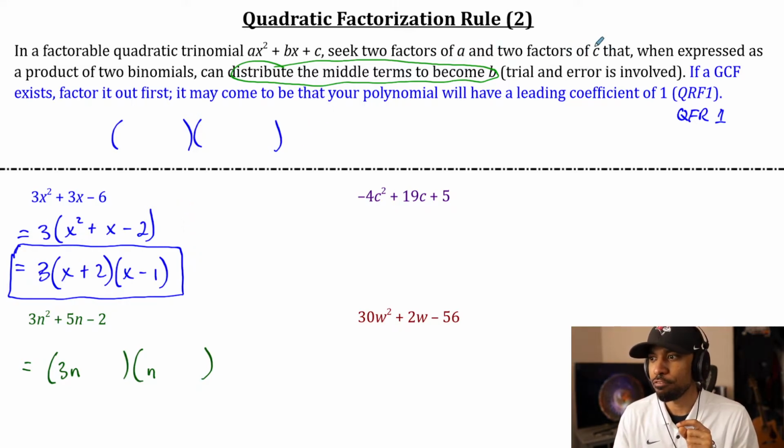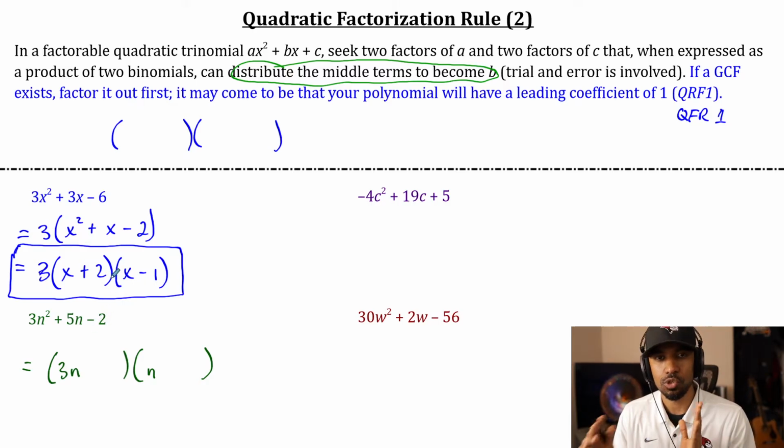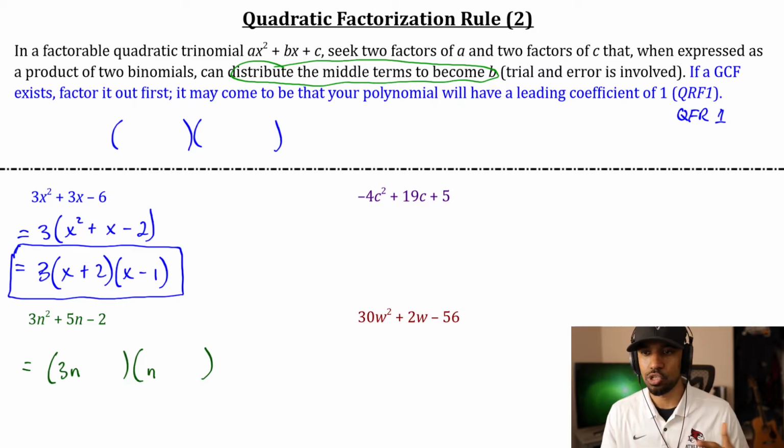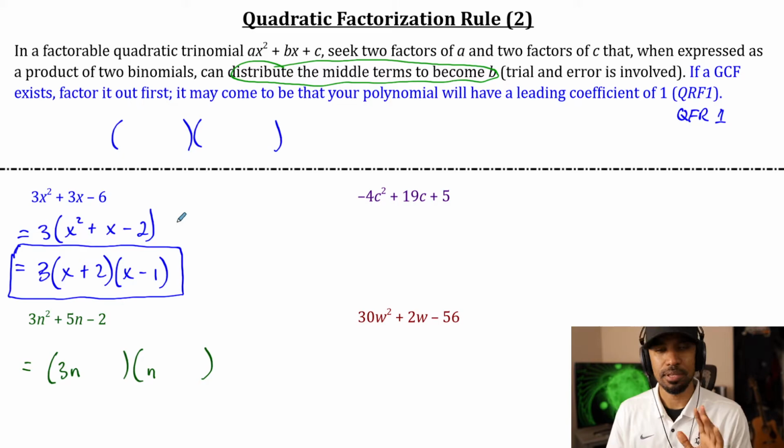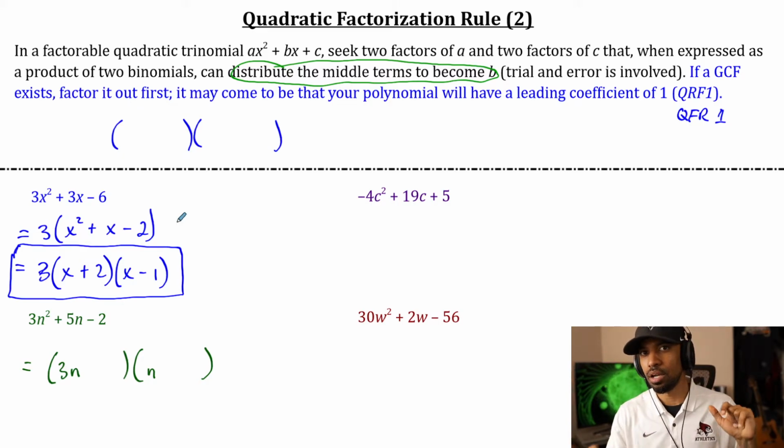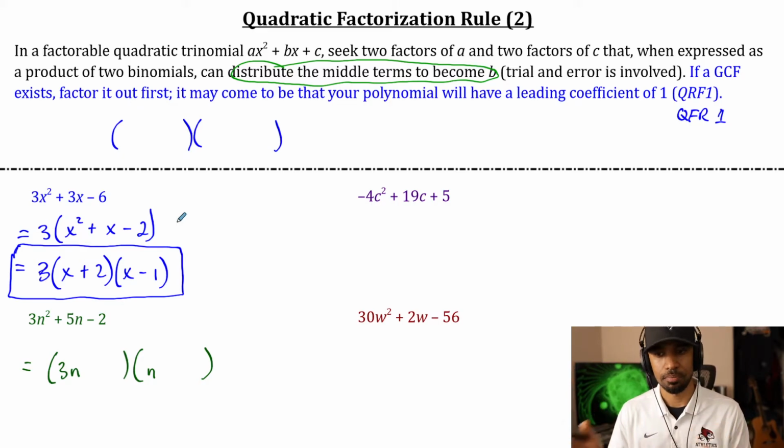So we now got to find factors of c. Now, the good news about c, this negative 2, is it's also a prime number. The only numbers that we can make as factors of 2 are 2 and 1. Okay. Now it's a negative 2. That means it's either a negative 2 and a positive 1 or a positive 2 and a negative 1.